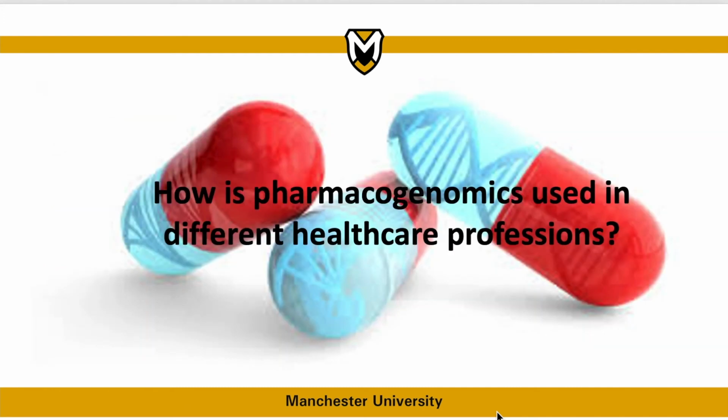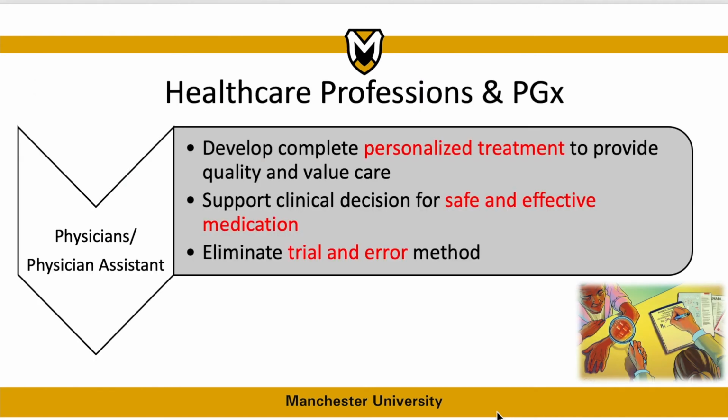Now let's look at how pharmacogenomics is used in different healthcare professions. For physicians and physician assistants, they can develop complete personalized treatments to provide their patients quality and value care. They support clinical decisions for safe and effective medication treatments, and this really eliminates the trial and error method that we see.